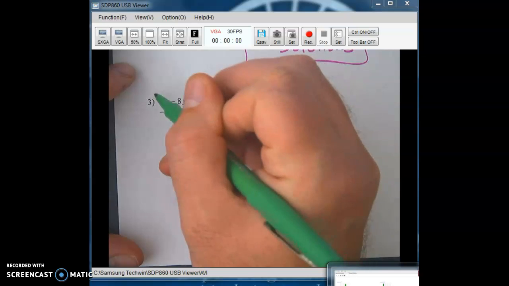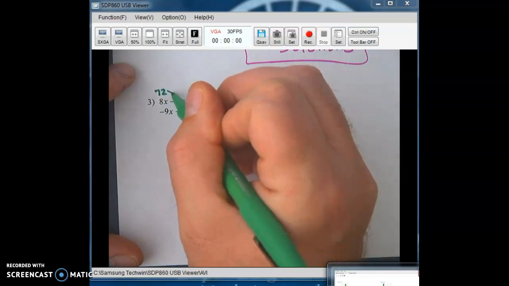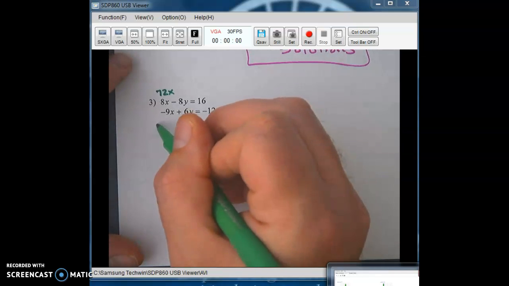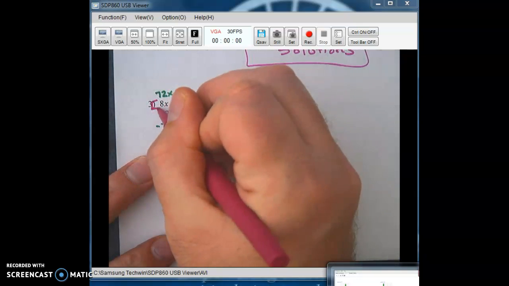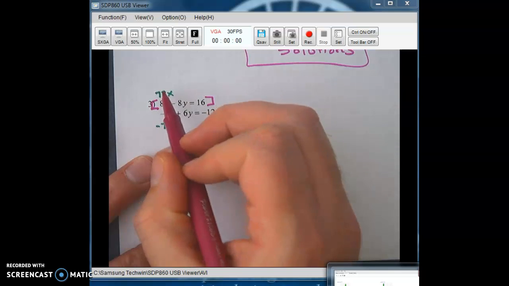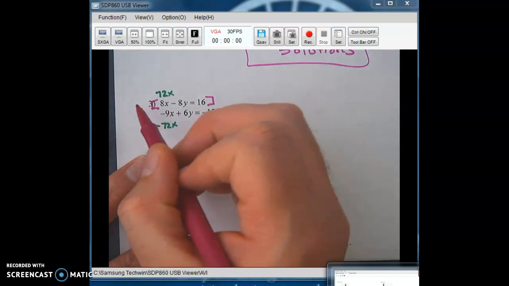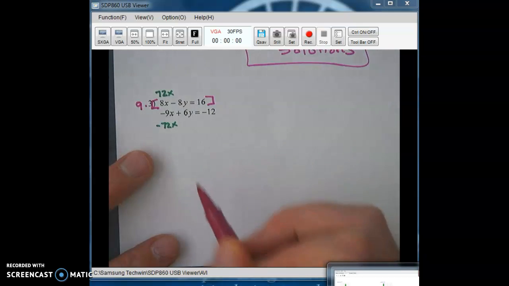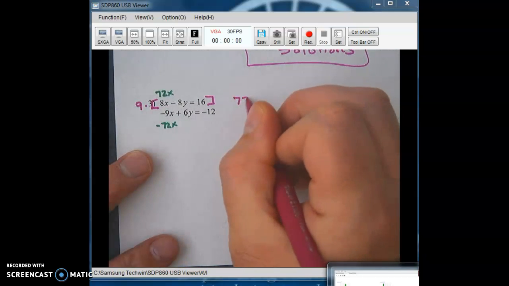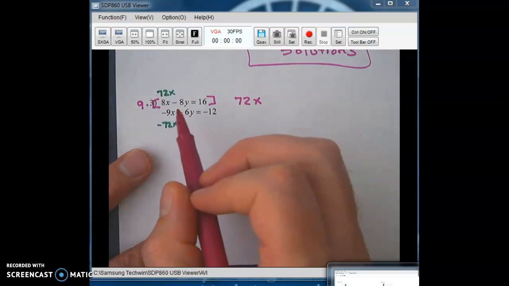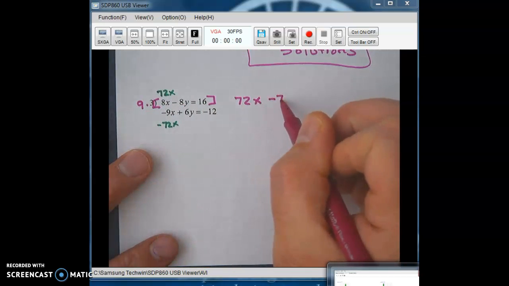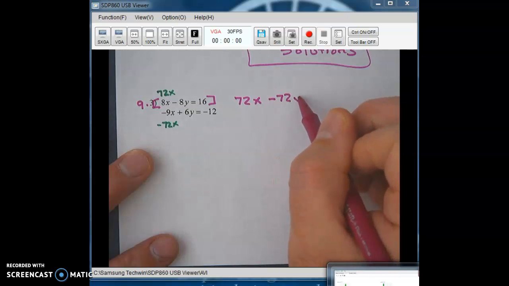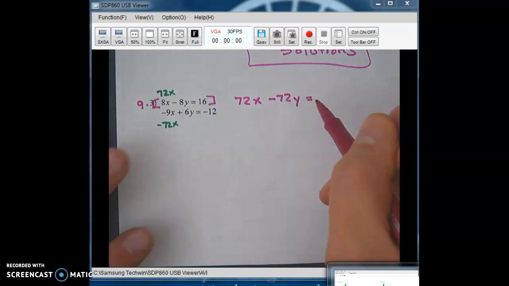And I know 8 times 9 is 72, so I could imagine the top being a 72x and the bottom being a -72x. And so what I'll do is multiply each equation by the number that would allow me to get to 72. So if I want to get from 8 to 72, I'm going to multiply by 9. 9 times 8 would give me 72x. But to keep everything equal, I have to multiply every single piece of this equation. So I would multiply the y by 9, and I would multiply the 16 by 9.